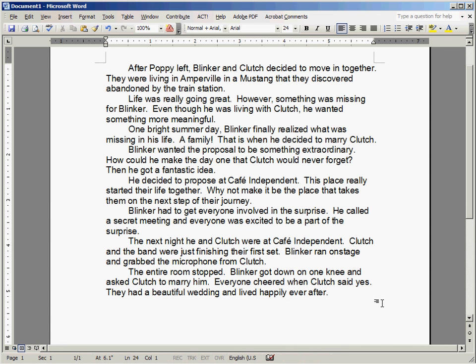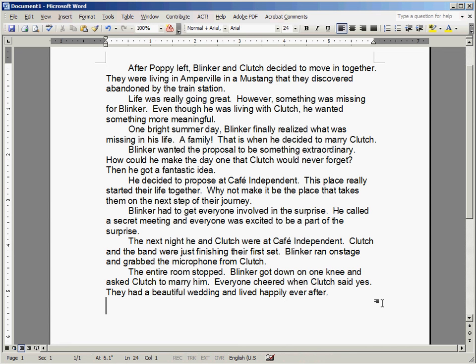Blinker wanted the proposal to be something extraordinary. How could he make the day one that Clutch would never forget? Then he got a fantastic idea. He decided to propose at Cafe Independent. This place really started their life together. Why not make it be the place that takes them on the next step of their journey? Blinker had to get everyone involved in the surprise. He called a secret meeting and everyone was excited to be a part of the surprise.